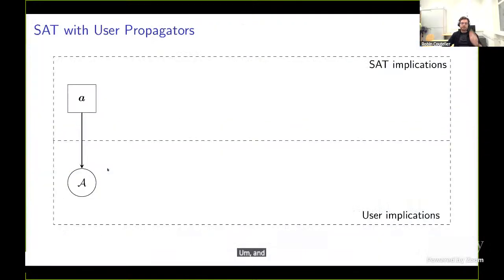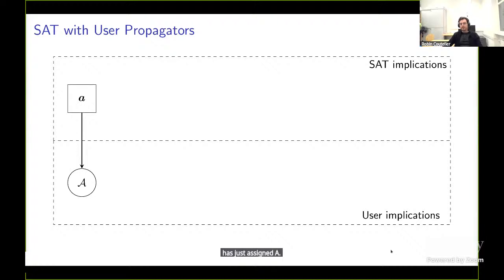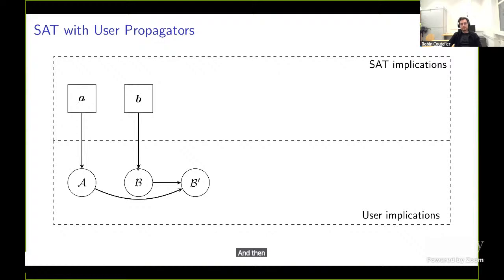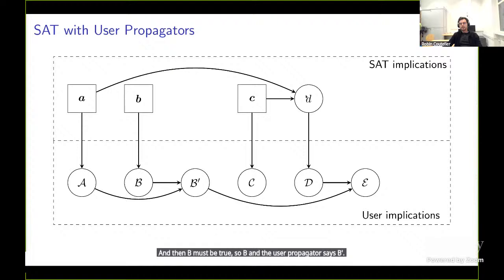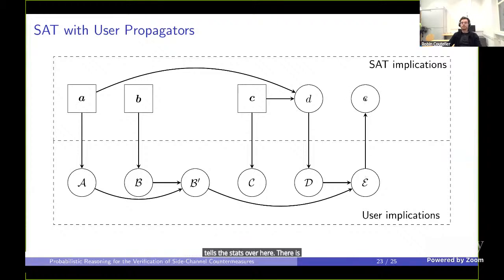Let me explain briefly what the user propagator looks like in a SAT solver. This is a similar picture as before. The SAT solver has just assigned A. It calls the user propagator, which says, okay, then A must be true. And then B must be true, so B, and the user propagator says B prime. And then at the end, the user propagator discovers that E is implied, and it just tells the SAT solver, here, there is a new literal you can use.